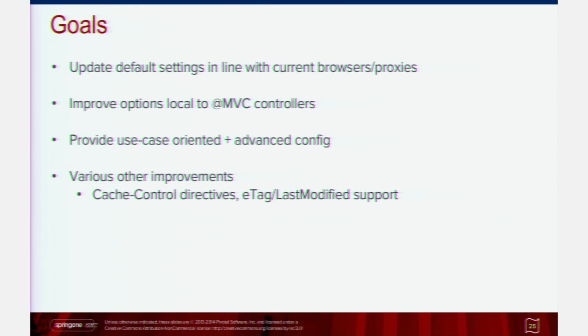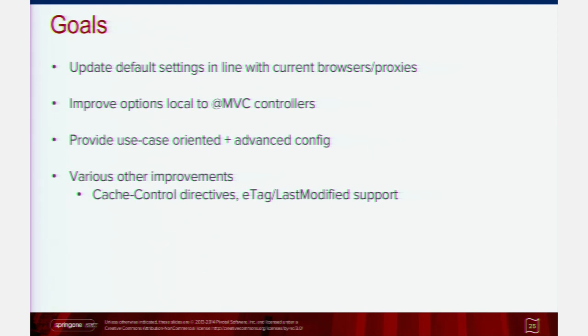So we have recently, well, not so recently anymore, an HTTP 1.1 spec update that did a lot of clarifications around HTTP caching. And also we have HTTP 2 now. So some of the defaults that have been in the framework for HTTP caching headers were a little bit out of date, and so we decided to do an update on the default settings in line with current browsers and proxies. We also improved options for working with HTTP caching headers inside annotated controllers.